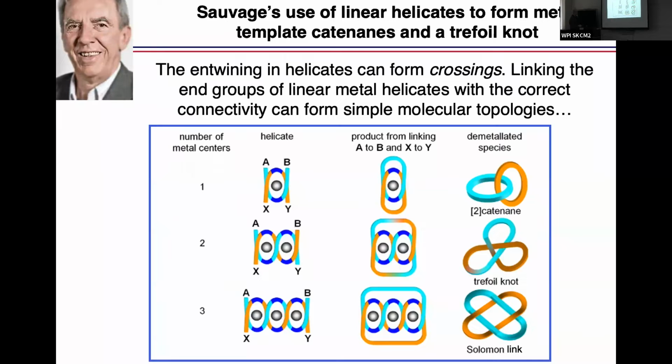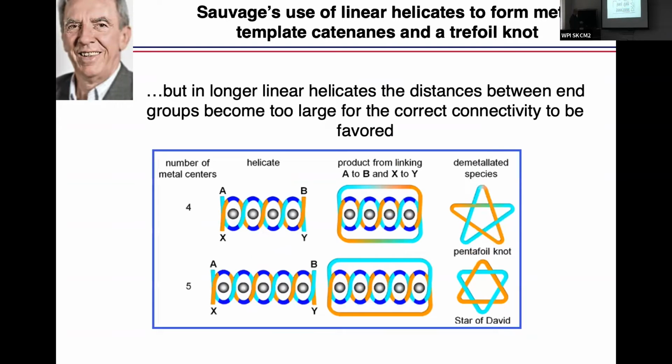If you extend these linear helicates further and close the N groups again, A with B and X and Y, you can get a doubly interlocked catenane or a Solomon link. However, that's the limit of this linear helicate strategy. And in principle, if you had 4 or 5, you could get more complicated architectures, but these don't work because the longer the linear helicate is, then A will not close with B, it will close sometimes with B, sometimes with Y, sometimes with X, sometimes in an intermolecular way. And this strategy just doesn't work for long helicates.